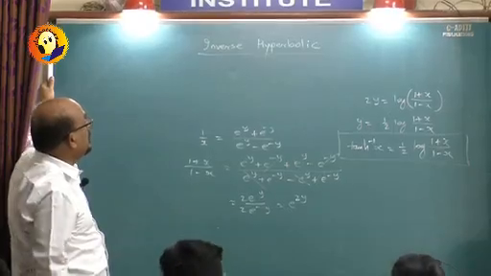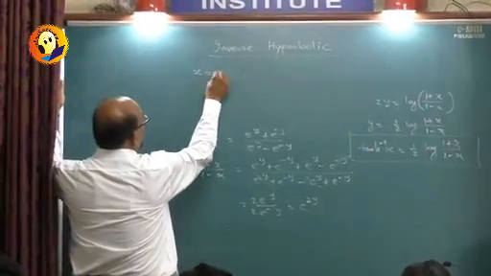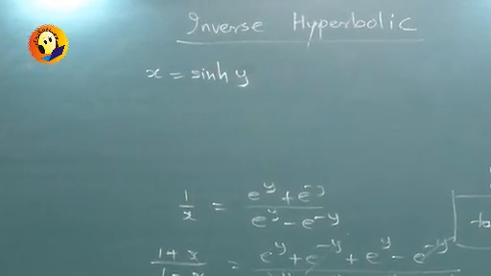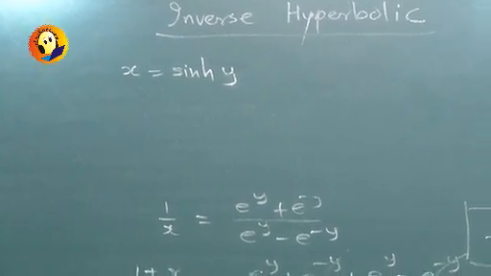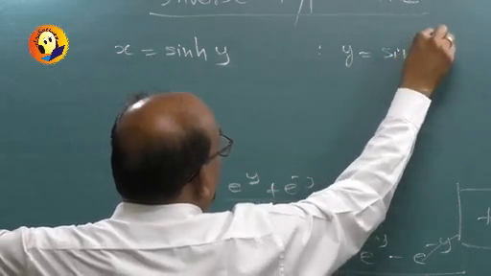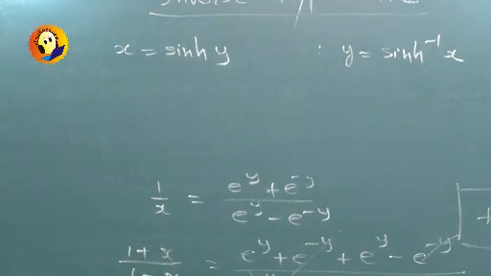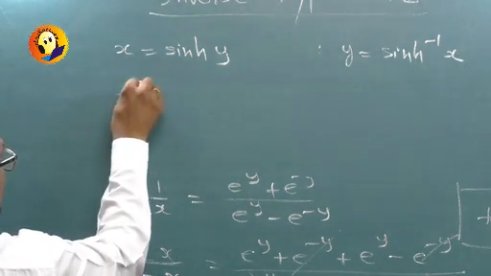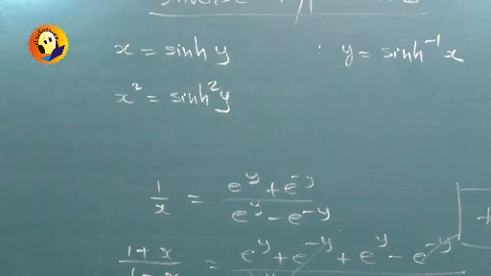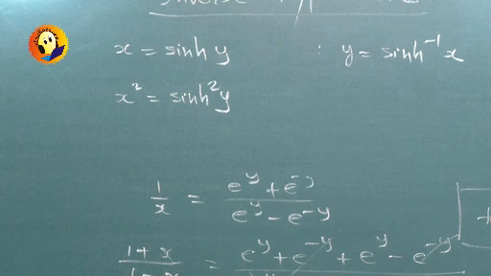What next? x is equal to sin y. Therefore, y is equal to sin inverse x. We even know the formula for it. Now suppose I go with x square is equal to sin square y, and we know that cos square y minus sin square y is 1.